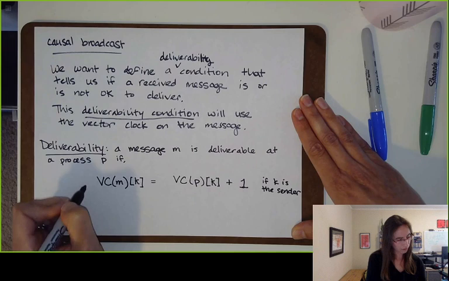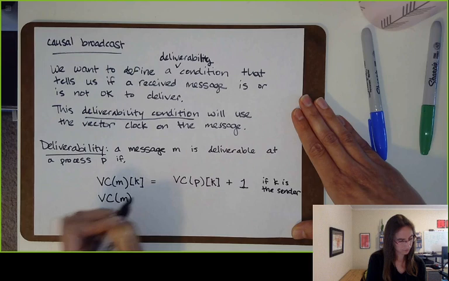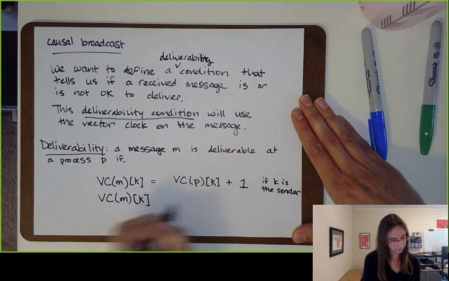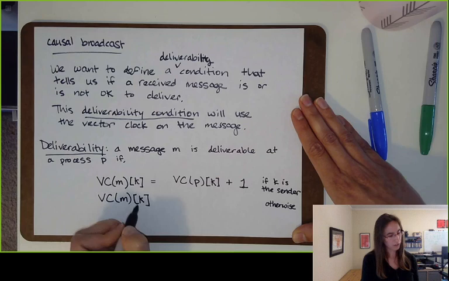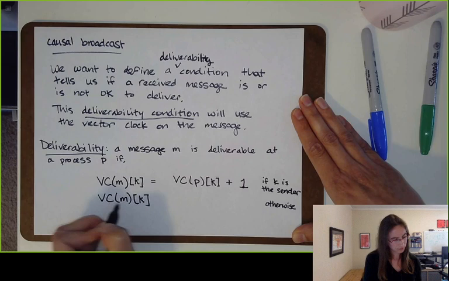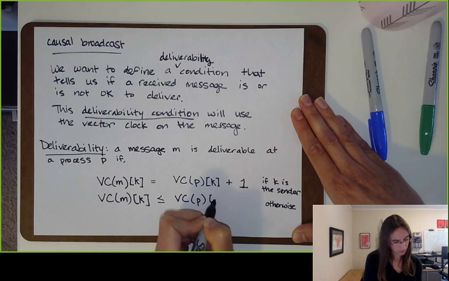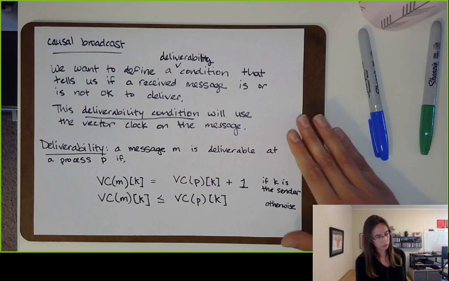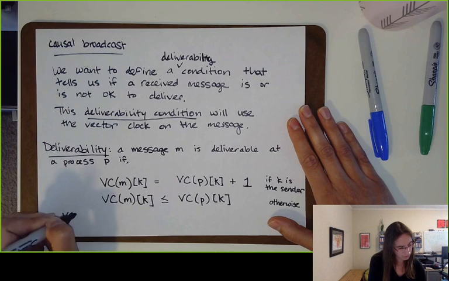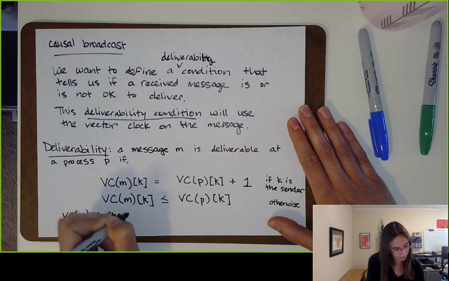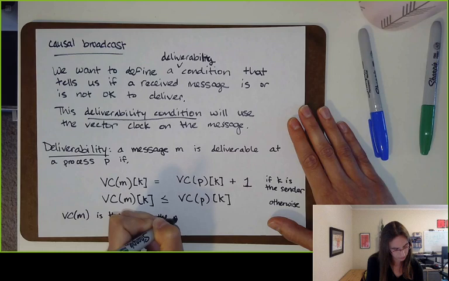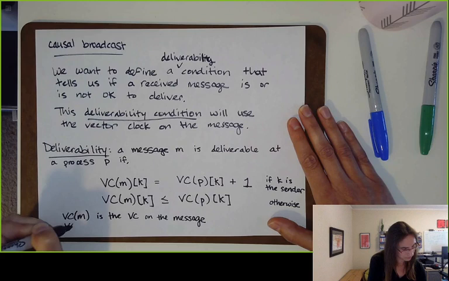And then the other part of this definition is for every other k, so for every other index into the vector clock that's not the position of the sender, the entry on that position in the message has to be less than or equal to the vector clock on the process. So just a little explanation of the notation here. VC(M) is the VC coming in on the message. And VC(P) is the VC on the process.